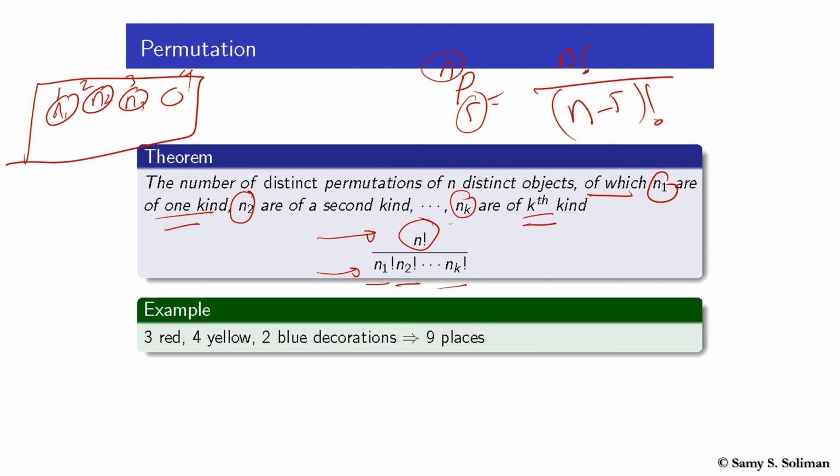For example, if we have different sets of decorations where we have 3 red decorating balls, 4 yellow decorating balls, and 2 blue decorating balls, that's a total of 9 decorations, and we want to put those decorations in 9 different places, then the number of ways to achieve this will be 9 factorial divided by 3 factorial, 4 factorial times 2 factorial.